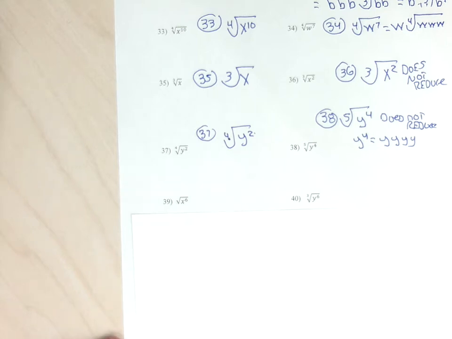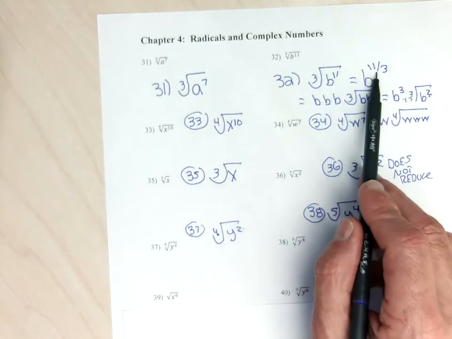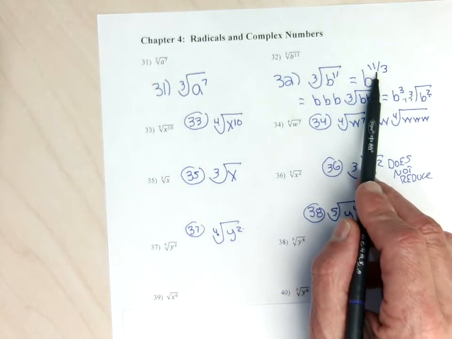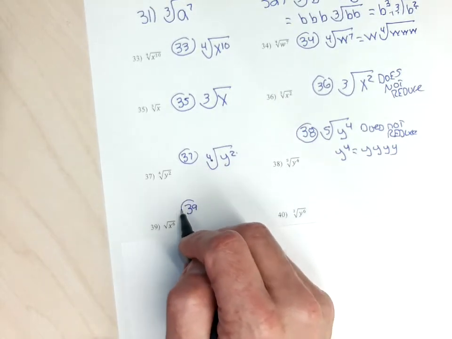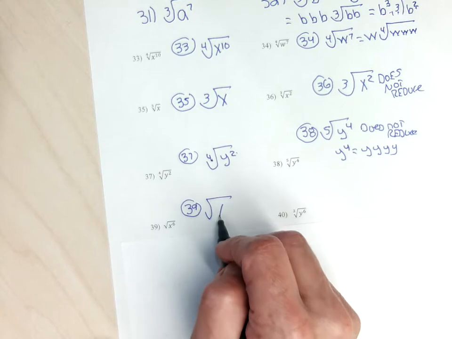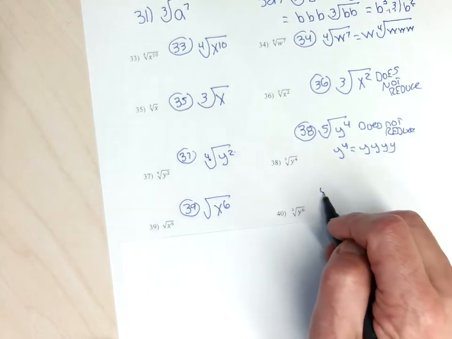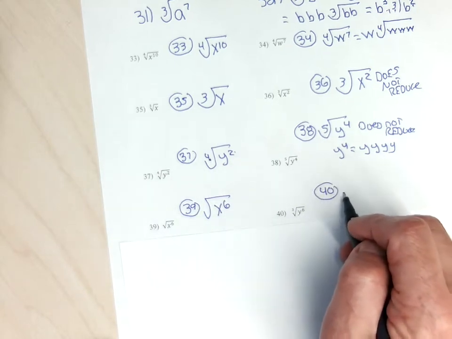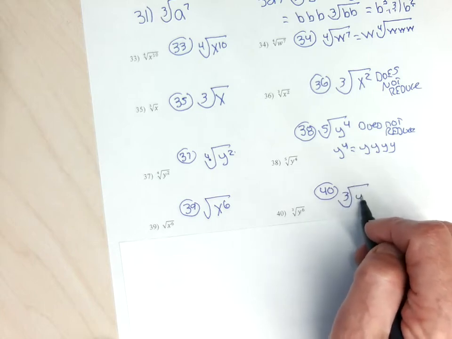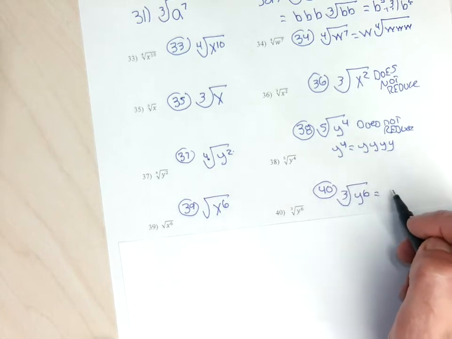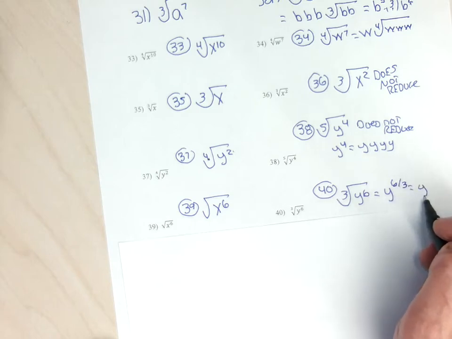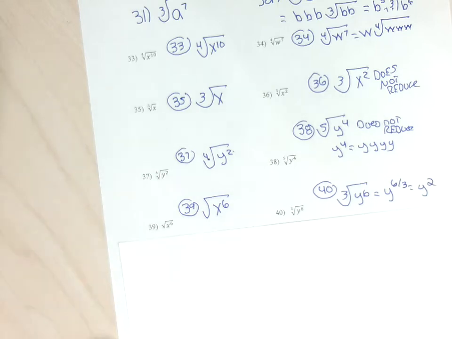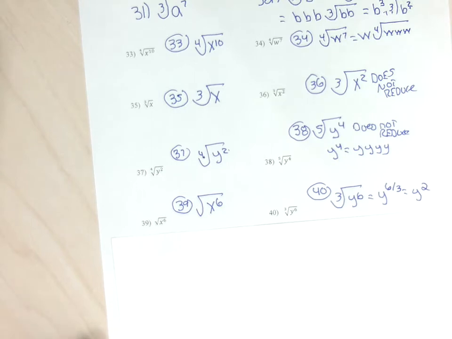The strategy of reducing by dividing, it's not so good, it's not acceptable really if you get a fraction exponent, but in problems 39, the square root of x to the 6, and in problem 40, the cube root of y to the 6, if the exponent, when you divide it by the index, doesn't give you a fraction, that's an acceptable way to reduce. The answer to problem 40 is just going to be y squared.